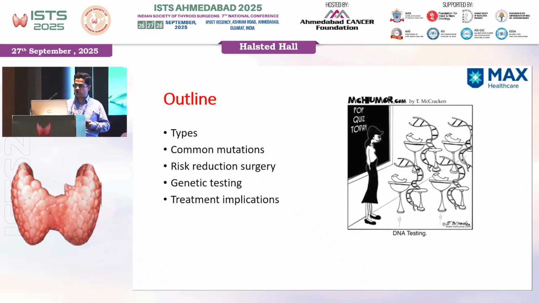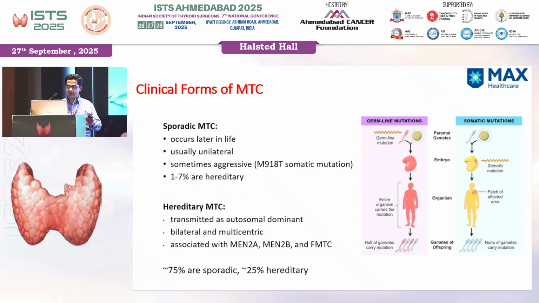There's the brief outline on how I'll be covering this. Now, any mutation can be either a germline mutation, where the entire organism is having these mutations, or a somatic mutation, where only a particular part, say the thyroid, is having the mutations in it. The majority of medullary CA thyroids are sporadic, 25% may be hereditary. Sporadic ones occur later in life, may be unilateral, and may be less aggressive. Hereditary can be bilateral, may be more aggressive, and may be associated with MEN syndrome.